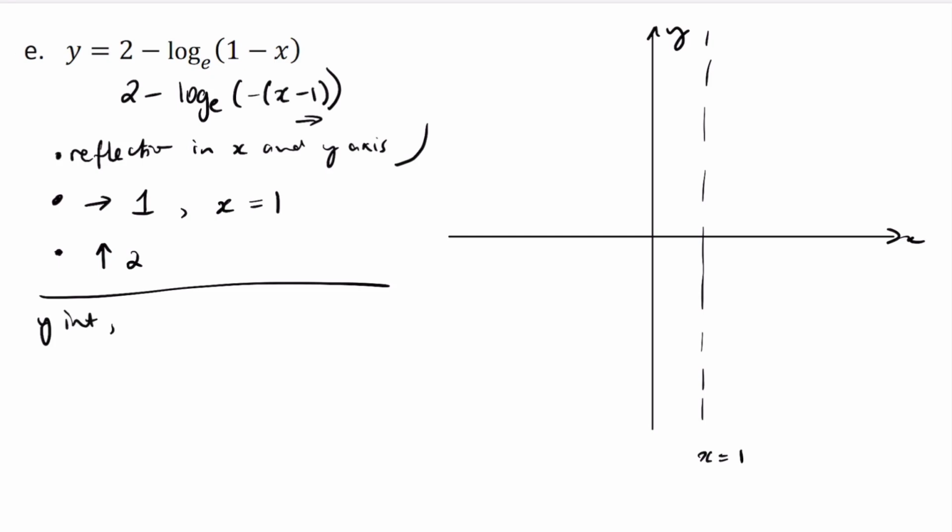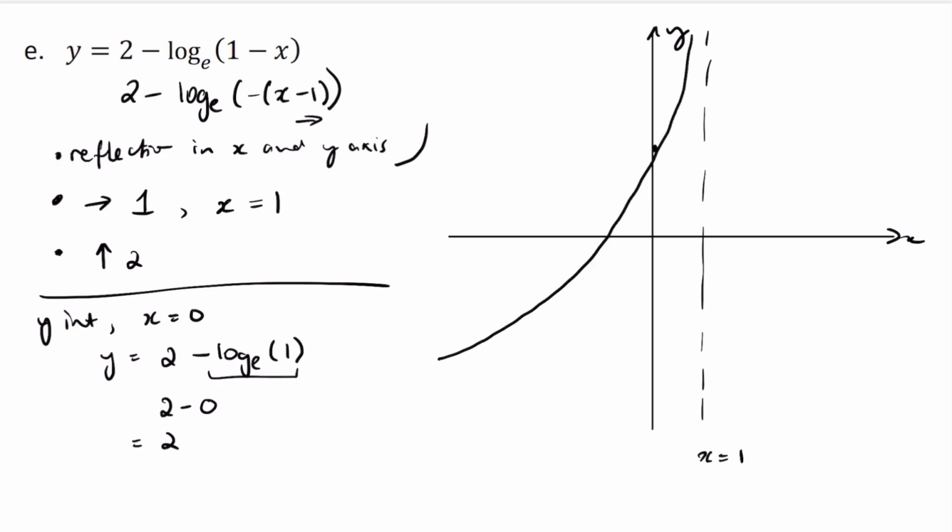First, I'll start with my y-intercept. So I'll make x equal to 0. That's just 1 minus 0, which will just be 1. Log e of 1 is equal to 0 because e to the power of what will give me 1? Well, that'll only be 0. So that's 2 minus 0, which means y is 2. So because of that, it's going to cross in the positive region, so I know it's going to look something like this. So my x-intercept must be negative.